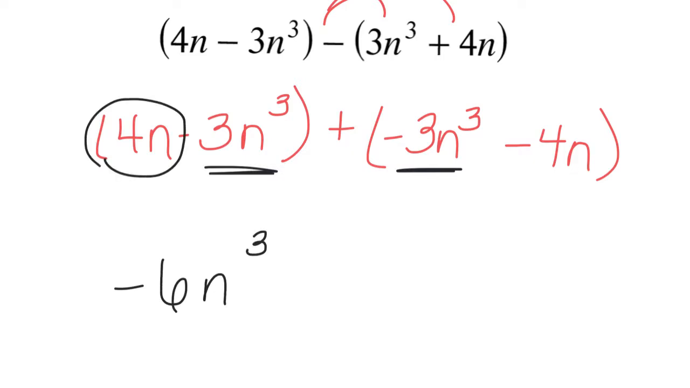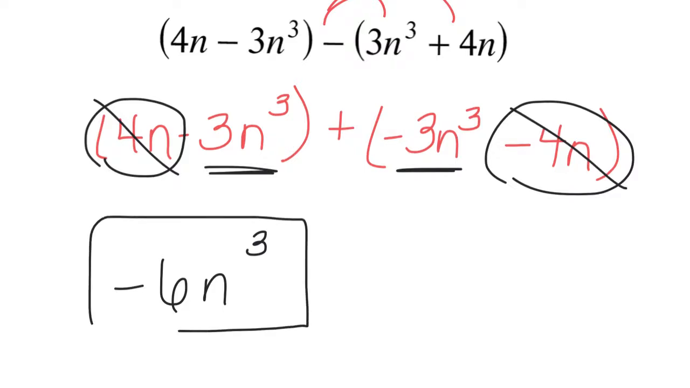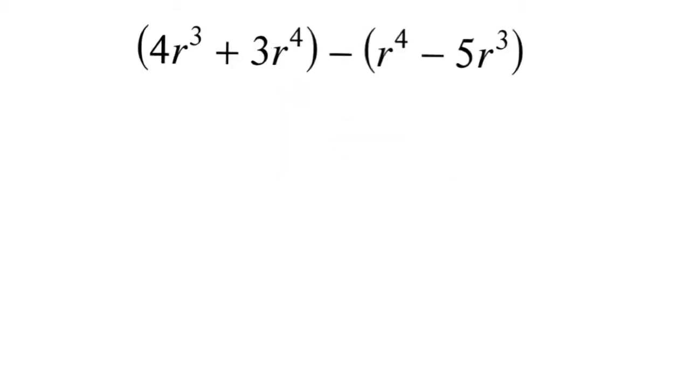And then 4n minus 4n, that cancels. That's an inverse pair, so those are gone. And my answer is negative 6n cubed. Here's our next example. I am not going to distribute this one.